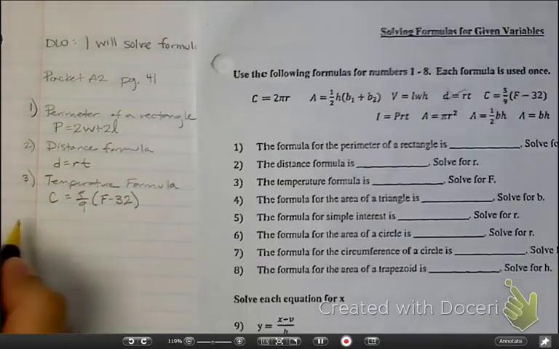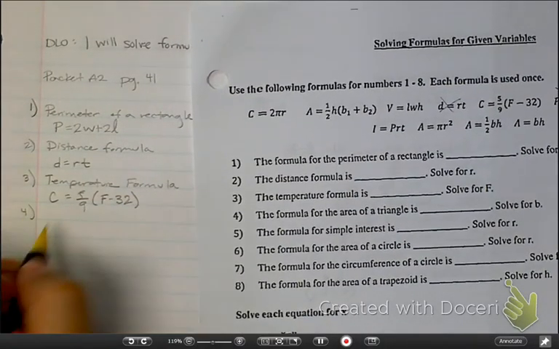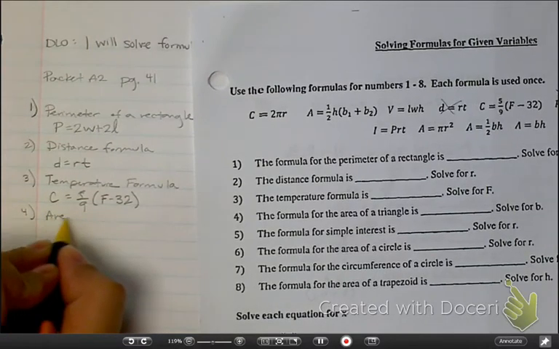That's the temperature formula. Let's look at 4. The formula for the area of a triangle.